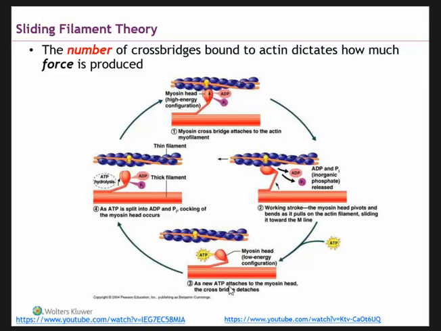So we needed that ATP, but oh my gosh, if the ATP attached, what happens? Look up here, ATP hydrolysis. So it's going to break apart again, but it's energized. So now that energized head, the phosphate provides this energy, and it can attach back up, and the process can happen all over again. So that's the power stroke phase.